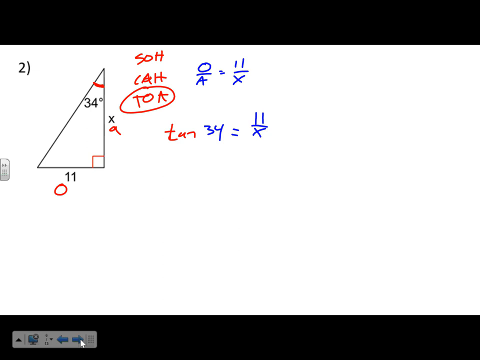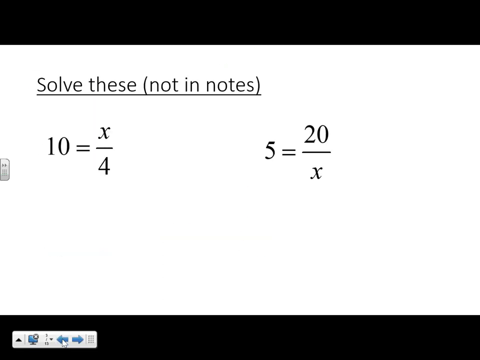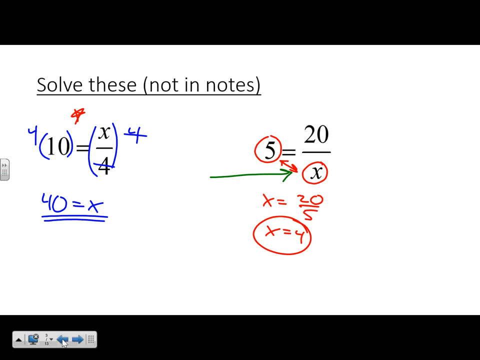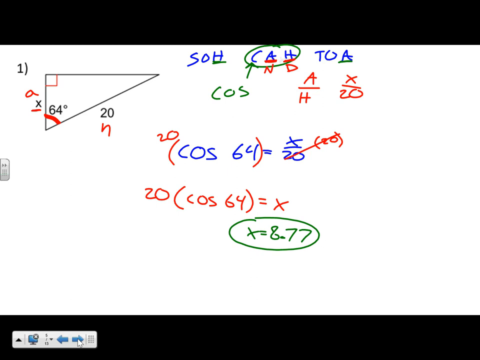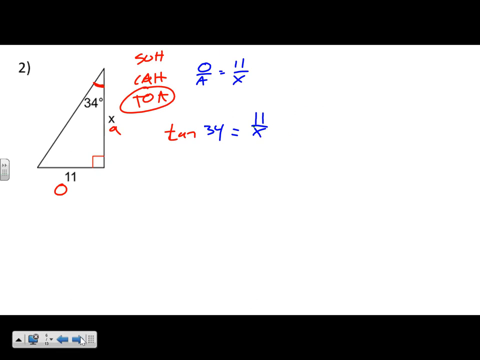So now if you look at this one, again, if you look back to the very first one that we did, now all of a sudden we have our x in our denominator, just like this one. So I just took those two and I switched their spots. It's the exact same thing here. The x and the tangent of 34, I'm just going to switch their spots. So my x is equal to 11 over the tangent of 34.